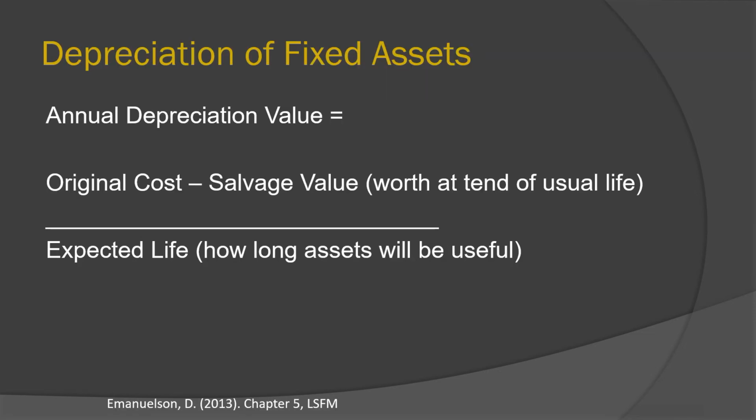Just a bit of a side, obviously, in this case, there is no depreciation value, but I want to explain how depreciation of fixed assets is calculated. So you have an annual depreciation value, and that equals the original cost minus the salvage value. That's a term for what do you think it's going to be worth at the end of its useful life? And this is divided by the expected life. So how long will this asset be useful?